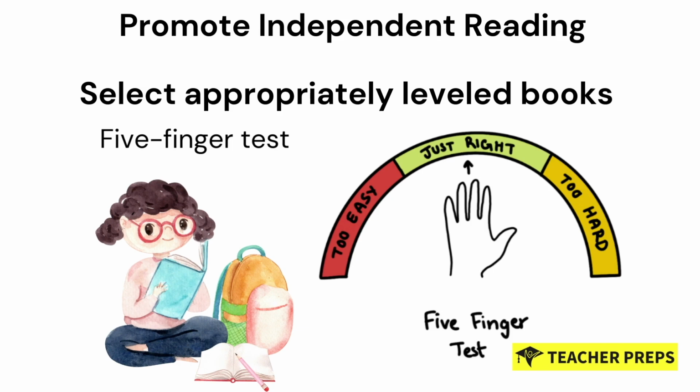After each page, if the student has 0 or 1 finger up, meaning they knew all or all except for one word, that book is too easy for them. If the student has 4 or 5 fingers up, meaning they didn't know 4 or 5 words, that book is too challenging, it's too difficult for them. And if the student has 2 or 3 fingers up, that book is just right. That being said, if the student is highly motivated about the topic of the book and they have 4 fingers up, it still might be acceptable because that student is going to enjoy the topic of that book.